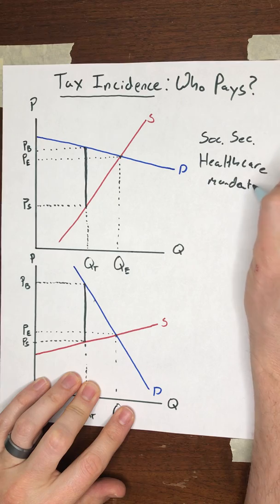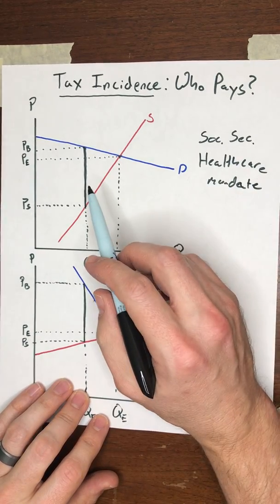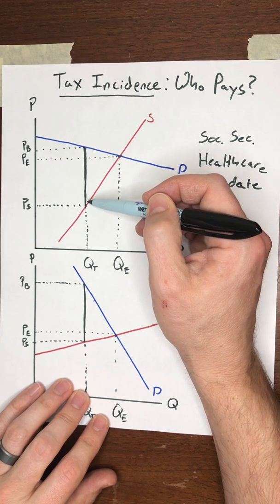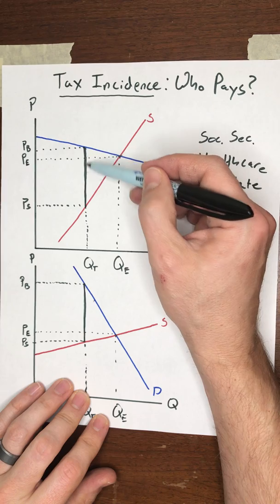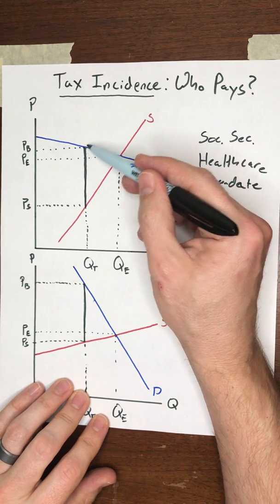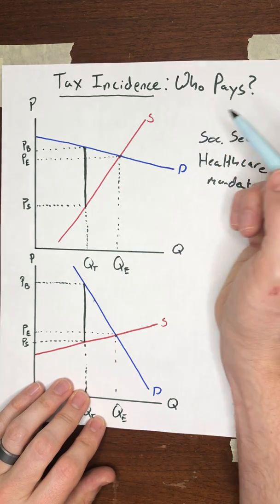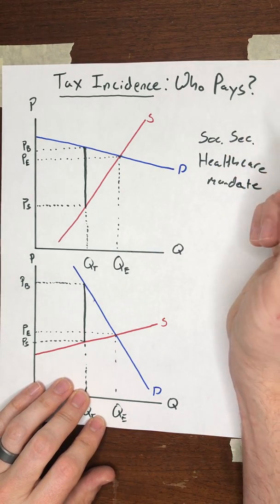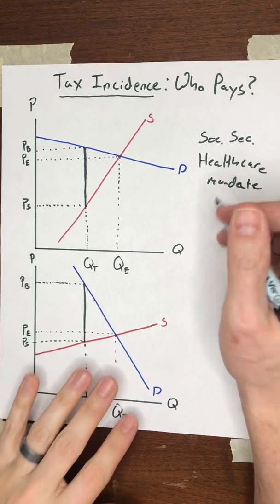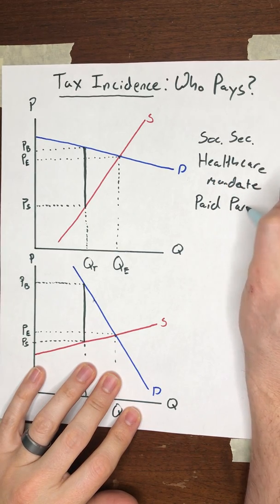Healthcare mandate. So if you require workers to be covered, that is a cost that needs to be borne by somebody, and it's probably paid for primarily by the workers themselves, not picked up by their employers. Okay, I'm going to give you one last example of that, and that is for paid parental leave.